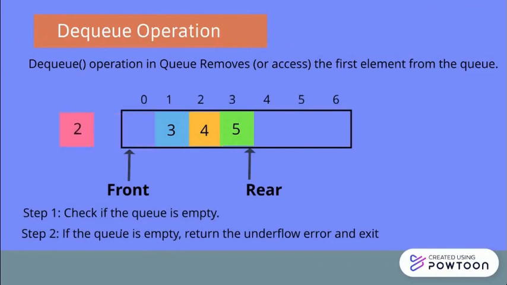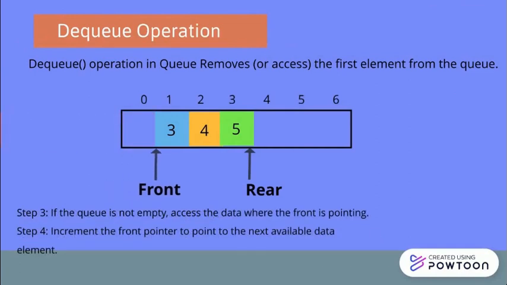So we can easily remove an element. In step 3, we are going to remove the first element, that is 2. And after removing that, the front pointer keeps on moving and it points to the next available data element. So this is how the dequeue operation works.